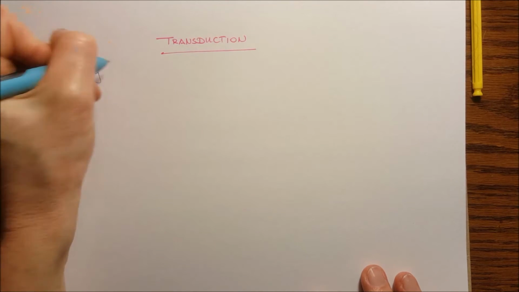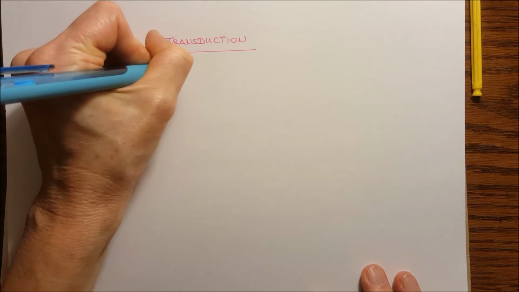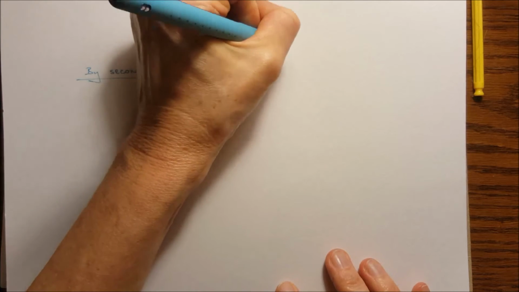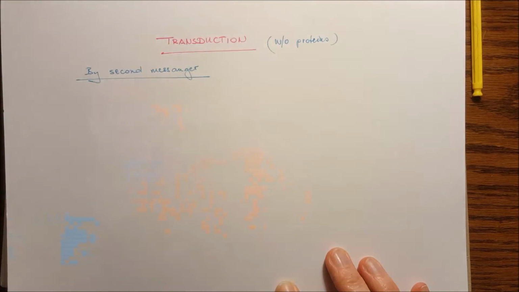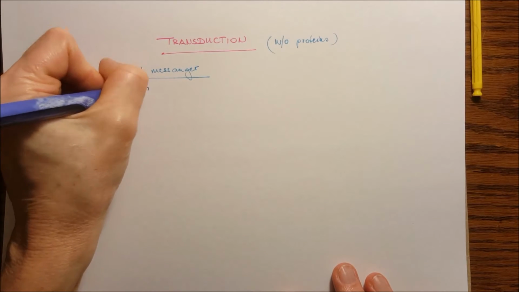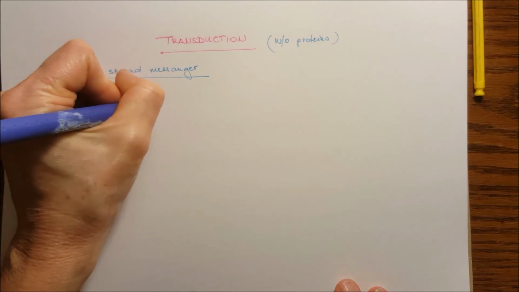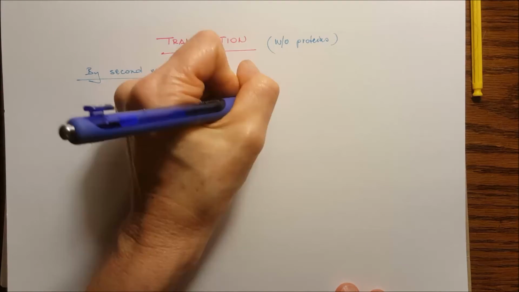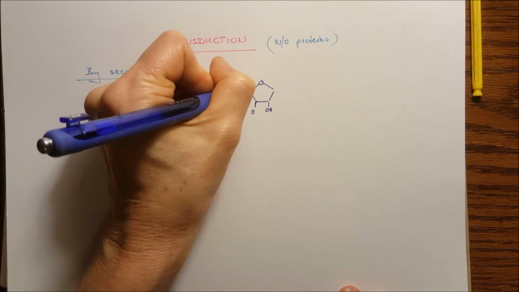The other type of transduction happens without proteins at the beginning, but it happens through secondary messengers. These second messengers are small non-protein molecules. They can be the calcium ions and cyclic AMP. Here comes the cyclic AMP.